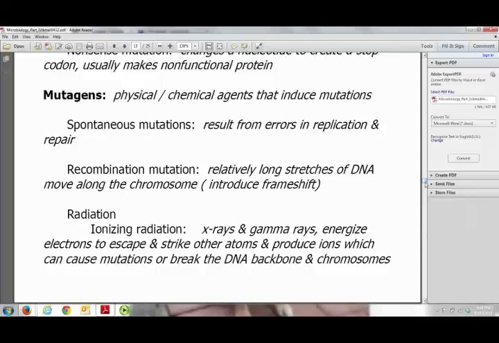Mutagens are the physical and chemical agents that are going to induce the mutations. Some mutations are spontaneous that result from errors in replication and repair. These are kind of like getting typos when you go to type a document on your computer. You can have recombination mutations. These are relatively long stretches of DNA that move along the chromosomes, and this will introduce frame shift mutations.